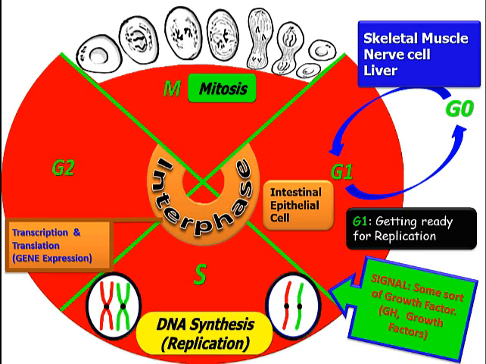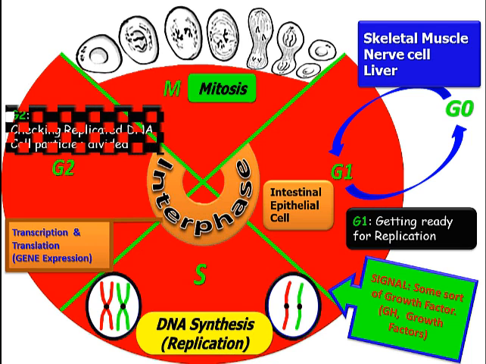Then we enter gap 2 phase or G2. In G2, replicated DNA is checked for any error. We also have cellular growth in G2, and other cell particles are divided before mitosis. I mean, DNA has been replicated, and we have two sets of DNA for mitosis, but some other particles of the cell should also be duplicated and divided before entering mitosis stage.